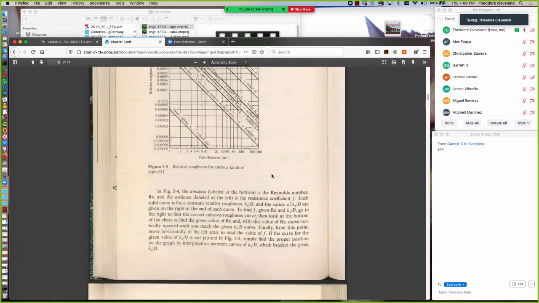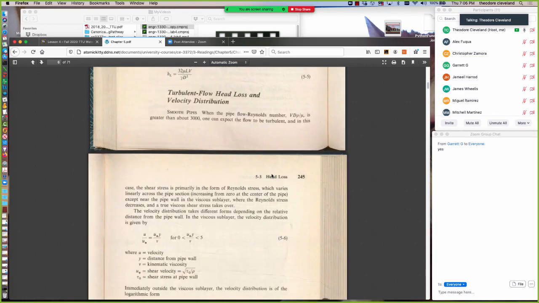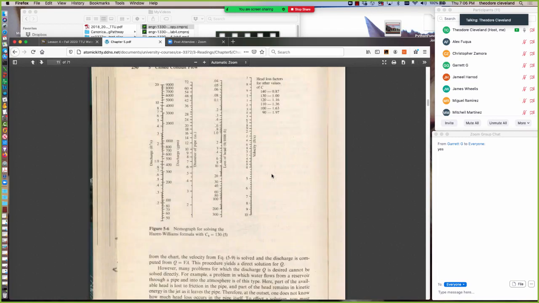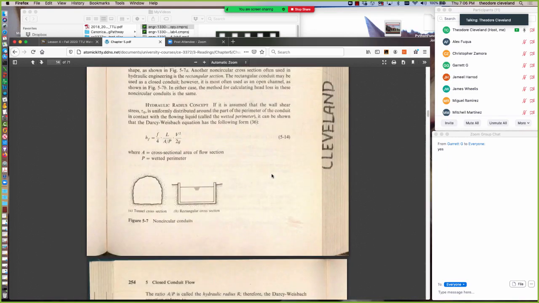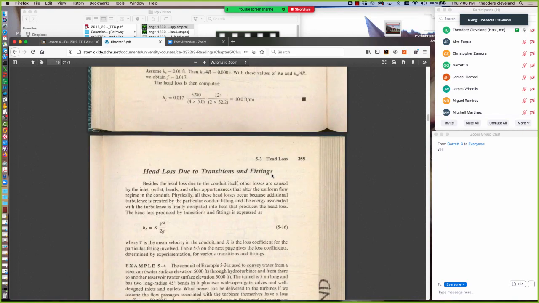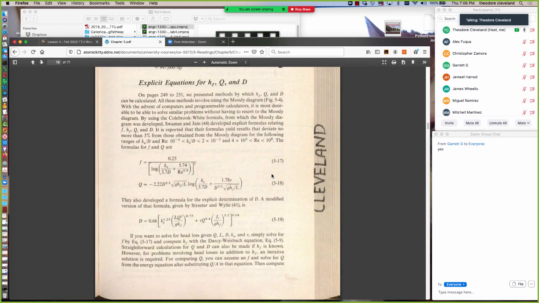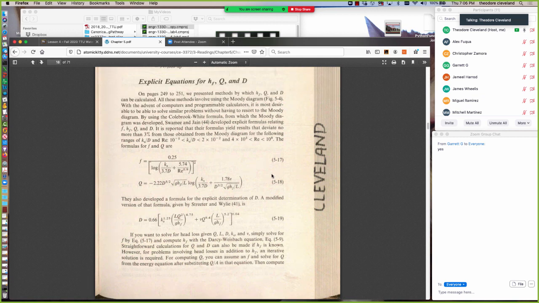Oh, I'm now all lost in my book. I'm telling you to go read it, and I can't find my way around it. Okay, that's classic. Hazen-Williams, non-circular. Transitions. Explicit. There we go. So it appears on page 257 of this particular document. So we'll see these both again shortly.